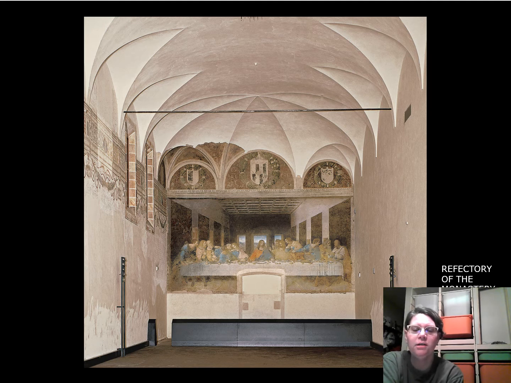We call that a tableau vivant. It's basically people play the characters in the painting. For an artist, that was the ultimate form of flattery, was the imitation of the painting. And that happened a lot for Leonardo da Vinci after he painted the Last Supper.